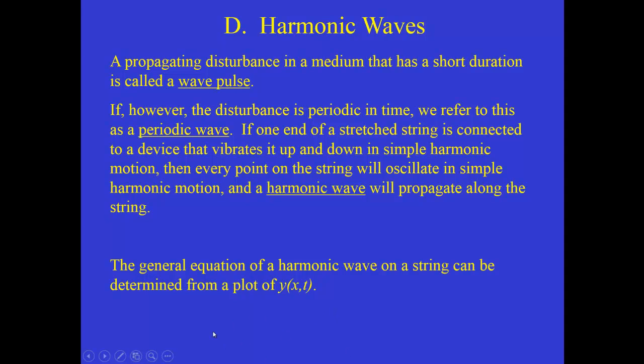And so if the way we shake that is associated with simple harmonic motion, if the end of that string was connected to a vibrator that would shake it up and down in simple harmonic motion, then we would end up with a motion that would be a harmonic wave. And of course, that means it's going to be either a sine or a cosine function, or some combination of those. So the general equation of a harmonic wave on a string can be determined by plotting y as a function of x and t at various times. So on the next slide, let me show what that looks like.